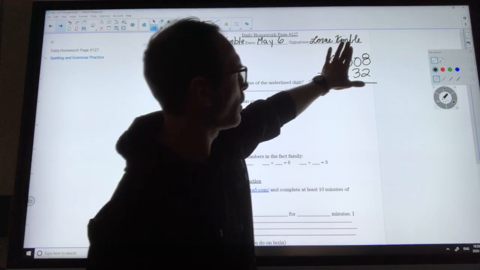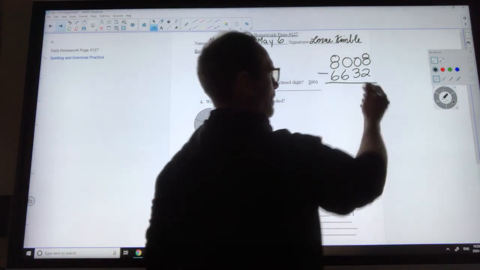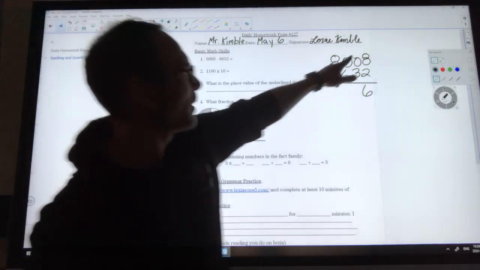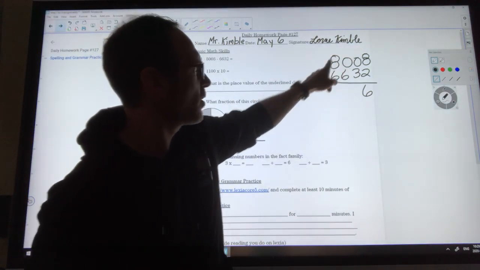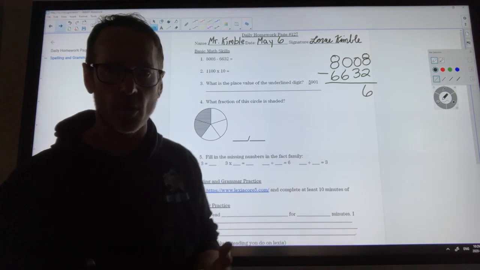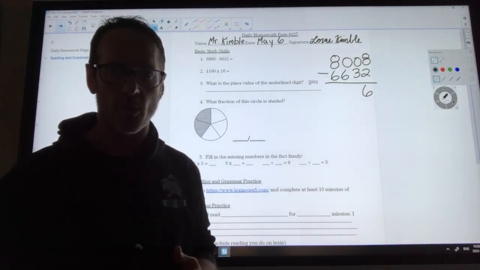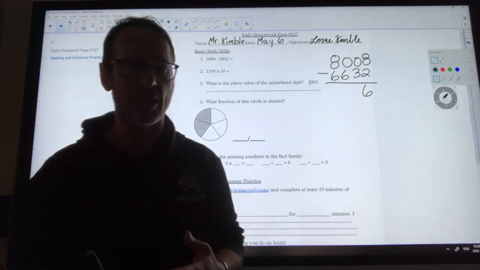So I can begin with my ones place and say 8 minus 2 is 6. That makes perfect sense because 8 minus 2 is 6. But then when I go over to the tens place, I have 0 minus 3. Now I'm going to have to do some borrowing in order to get this so I can stack it properly, right? We call it kind of redistributing the numbers.